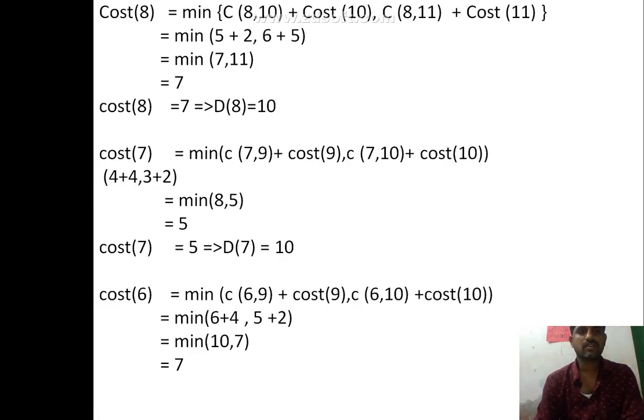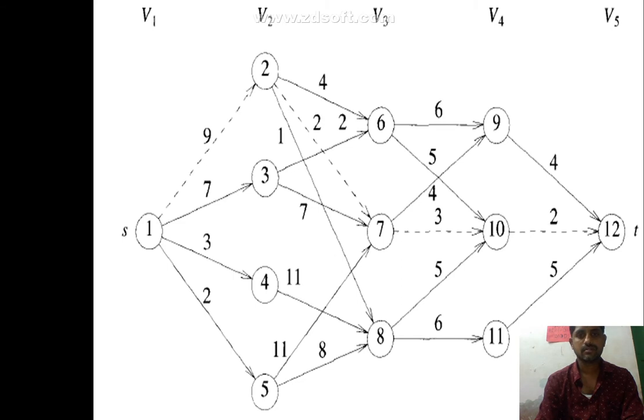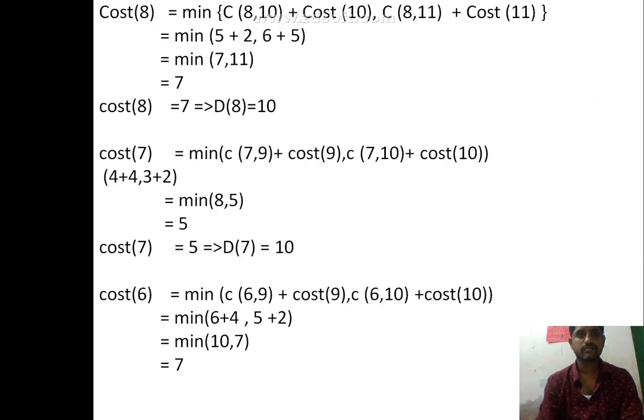Cost of 8 is the minimum of c(8,10) plus cost of 10, and c(8,11) plus cost of 11, which is min of 5 plus 2, and 6 plus 5. So c(8,10) is 5, plus cost of 10 equal to 2, and 8 comma 11 equal to 6 with cost of 11 equal to 5. Then the minimum of 7 and 11 is 7, so cost of 8 equal to 7, then d of 8 equal to 10.